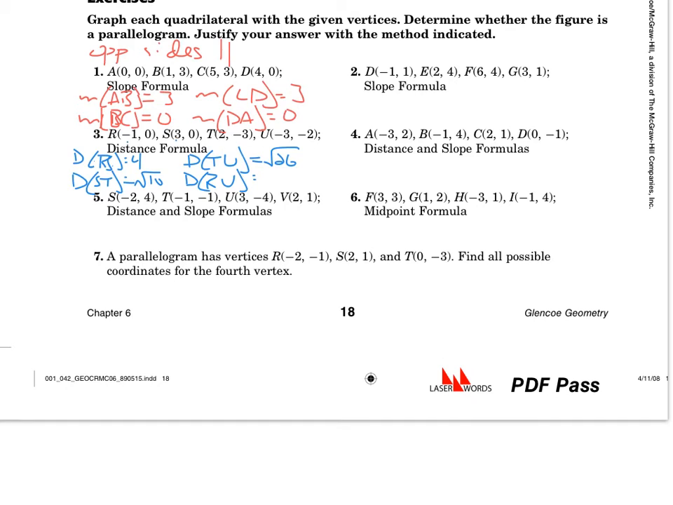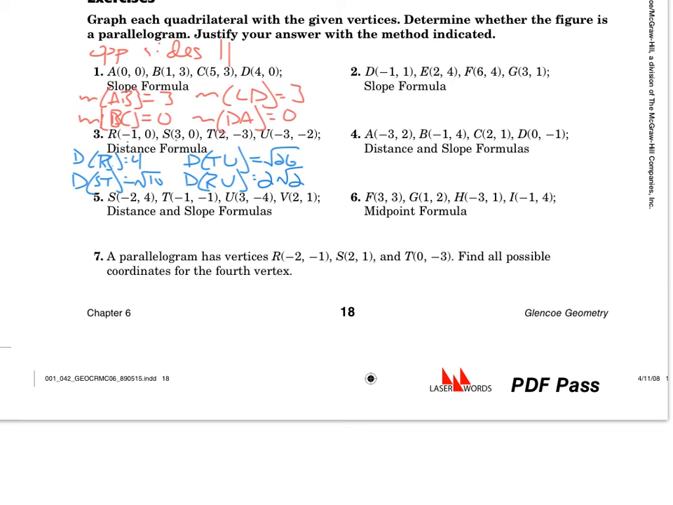Let's see, from R to U, we've got the distance from negative 1 to negative 3 is 2. The distance from 0 to negative 2 is 2 again, so you're going to have the square root of 8, which reduces to 2 root 2. Okay, so those are your 4 distances.